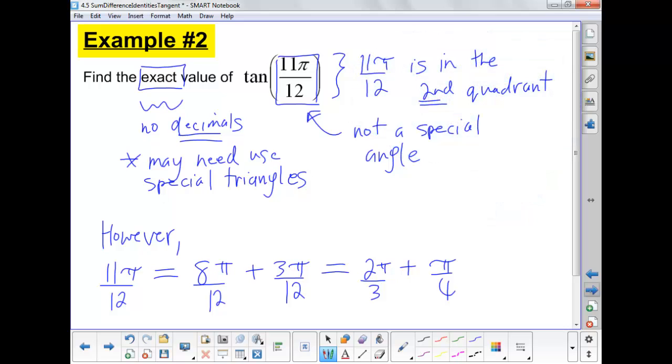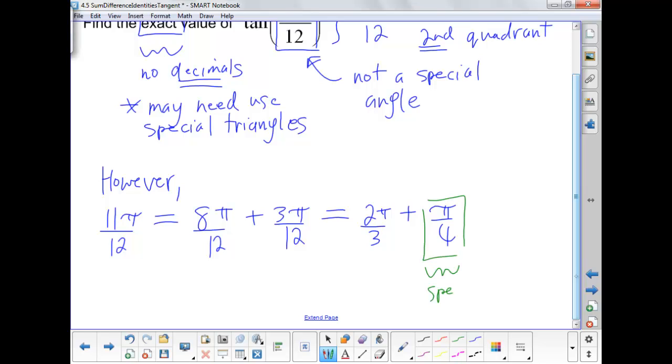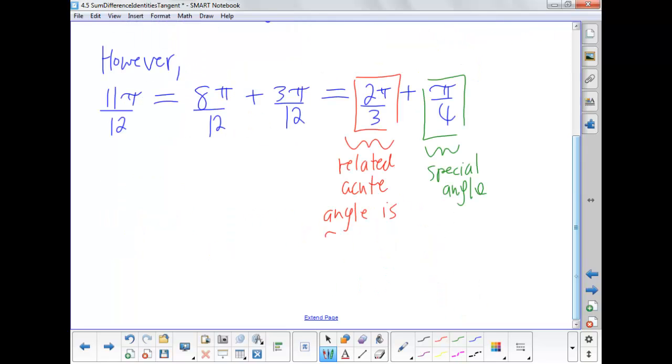Now, if we have a look at the two angles that are here, notice this one is actually a special angle. So that's good. We want to actually work with an angle like that. And if we look at the other one, now 2 pi over 3 itself doesn't happen to be one of the angles within the two special triangles we know, but if we think in terms of the related acute angle, it would have to be, in this case, pi over 3. So this also is a special angle.